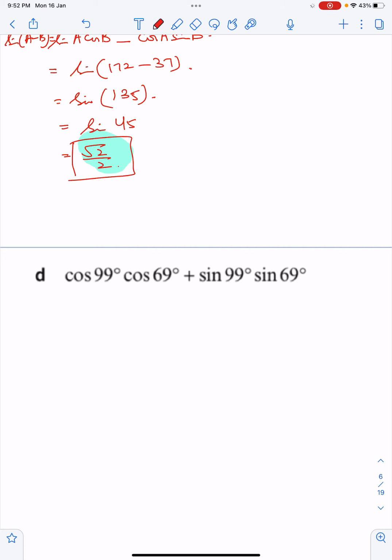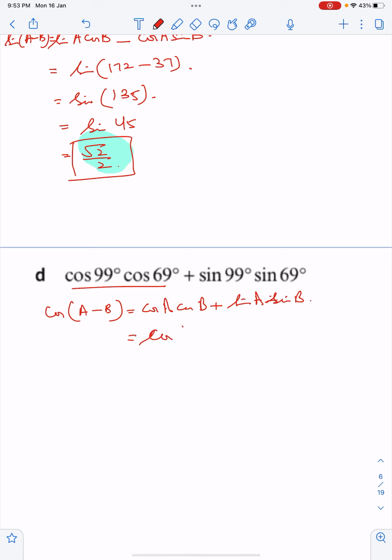Okay, if you notice the formula which is being used here is cos, sine, that means it's cos of A minus B equals cos of A cos of B plus sine of A sine of B. That means in this question A is 99 and B is 69. So, it is equivalent to cos of 99 minus 69, which is cos of 30 degrees, which is actually root 3 upon 2. This is the answer for this part of the question.